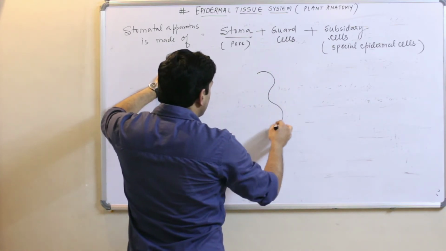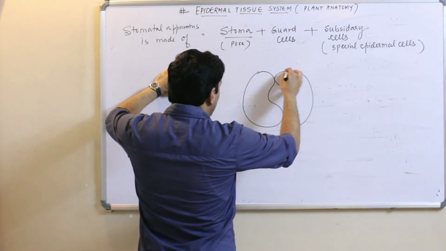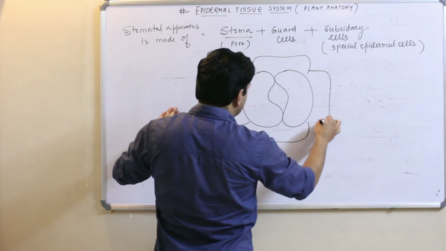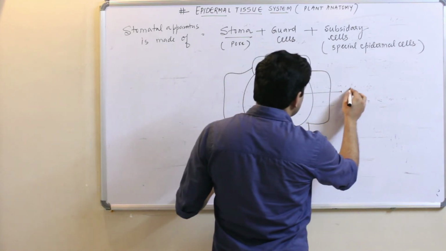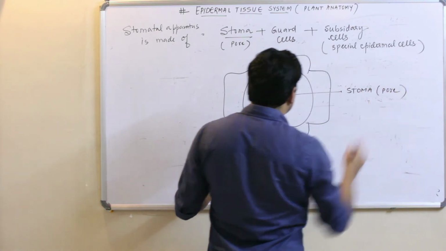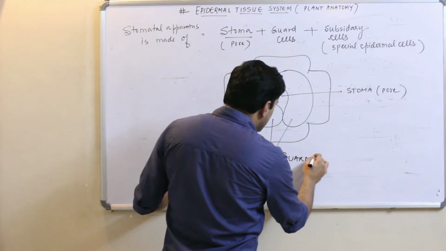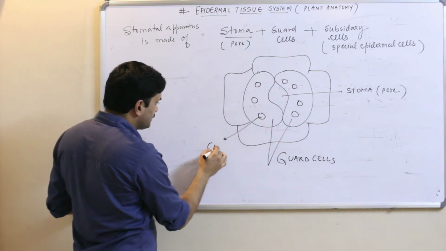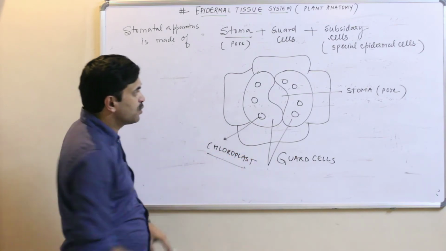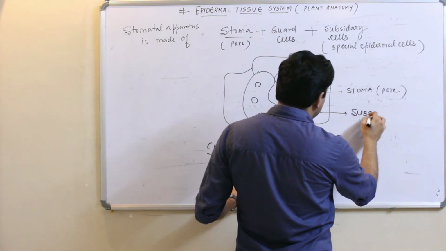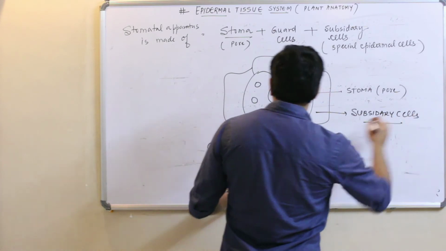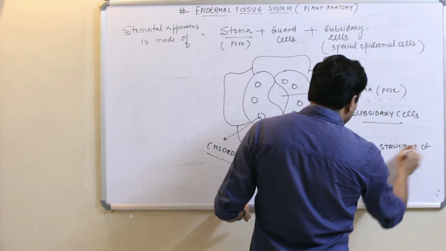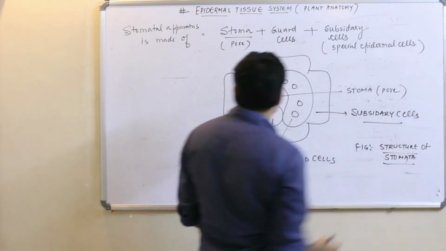I am drawing the diagram to show you the structure of a stomatal apparatus. So this is a stomatal apparatus. This is the stoma, which is the pore. These are the guard cells. Guard cells contain chloroplasts, and these are the subsidiary cells. This figure indicates the structure of stomata.